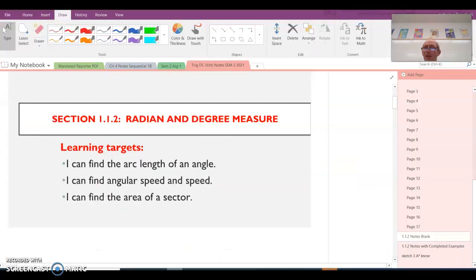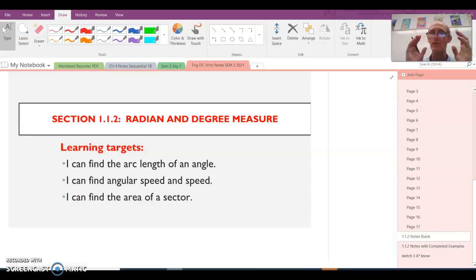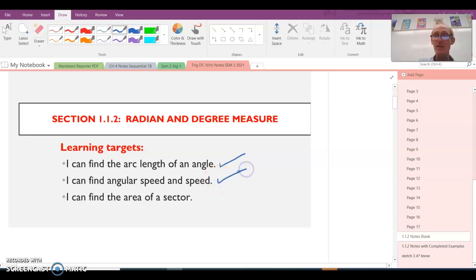This is the last video of the first week in the first couple of days in DC Trig. This is 1.12, which has 3 learning targets: finding the arc length of an angle, finding the angular speed and speed of something rotating around, and finding the area of a sector. Okay, so let's go ahead and get this done.